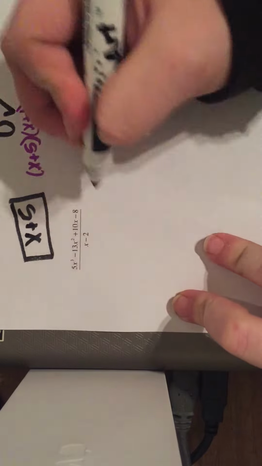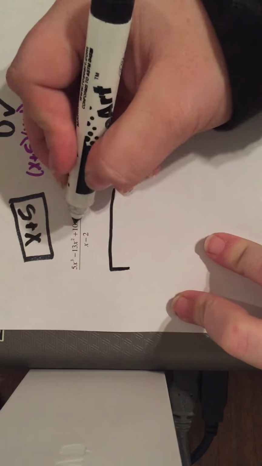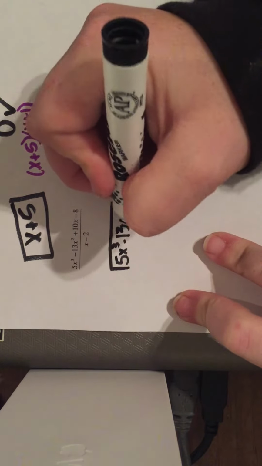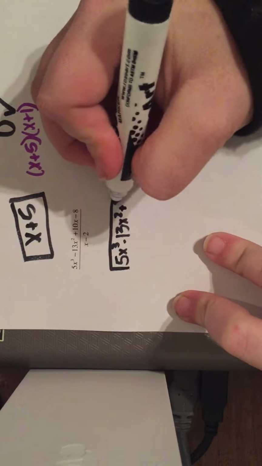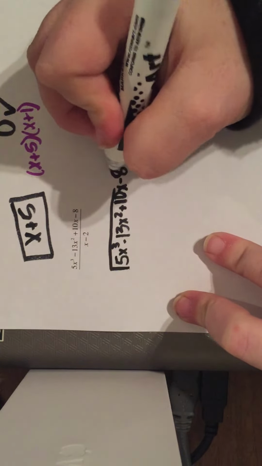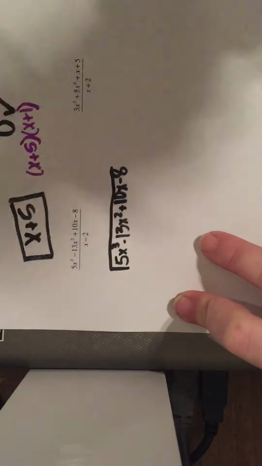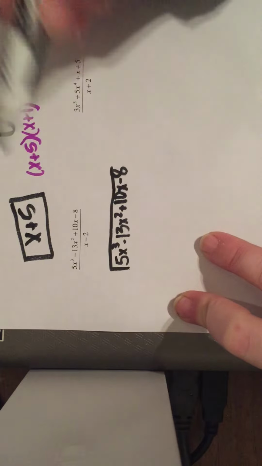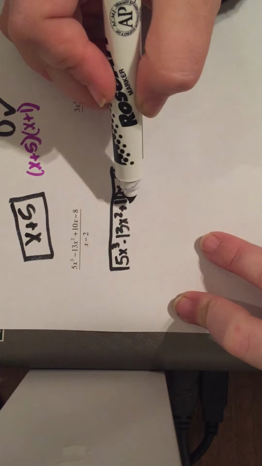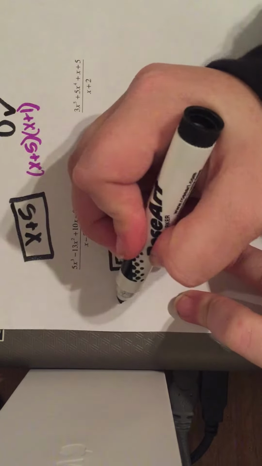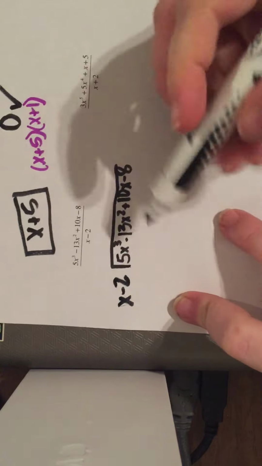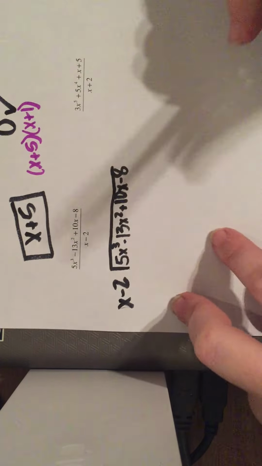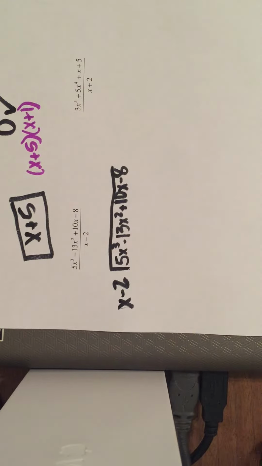So when I set it up, on the inside, I've got to put that top number. 5x to the third minus 13x squared plus 10x minus 8. Okay? Didn't do any math yet. All I did was I rewrote it using my long division sign, and I put the top number on the inside. Now my bottom number, it goes on the outside. And remember, dividend goes inside, divisor is knocking at the door. Okay? So now, here's what we do.